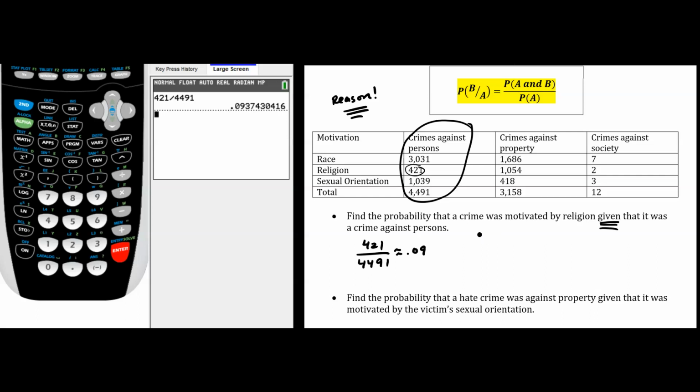So what I'm doing is I'm finding the probability that the crime was motivated by religion. So I'm going to write it out like this. Probability that the crime was motivated by religion given, and to communicate the word given mathematically, we draw this symbol right here. It almost looks like a fraction symbol, but this indicates probability the crime is motivated by religion given that it was a crime against persons.